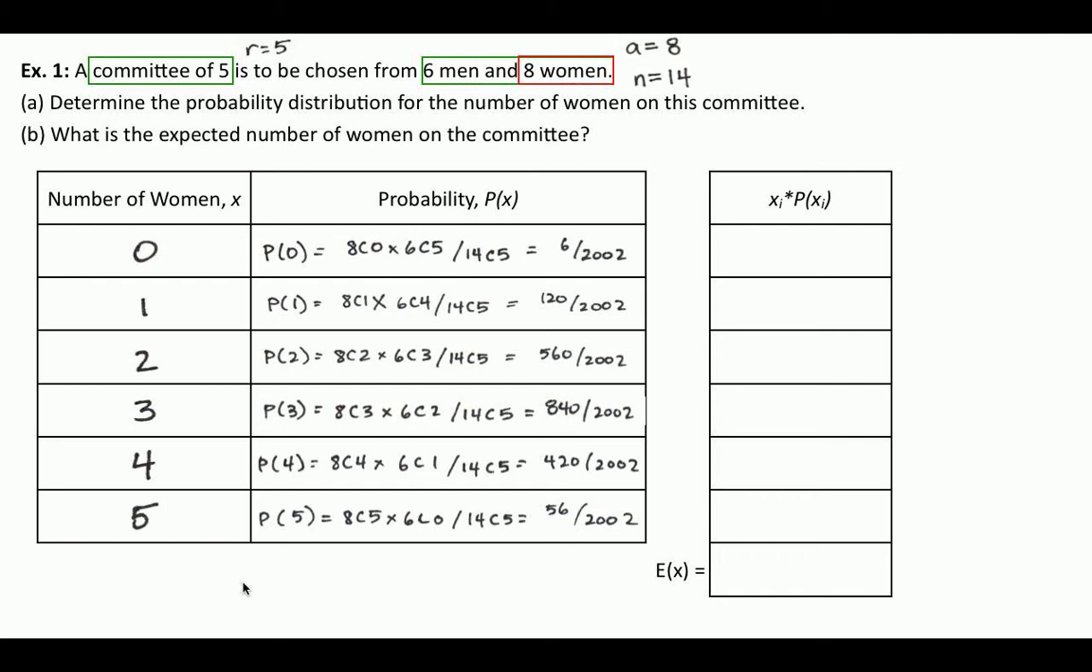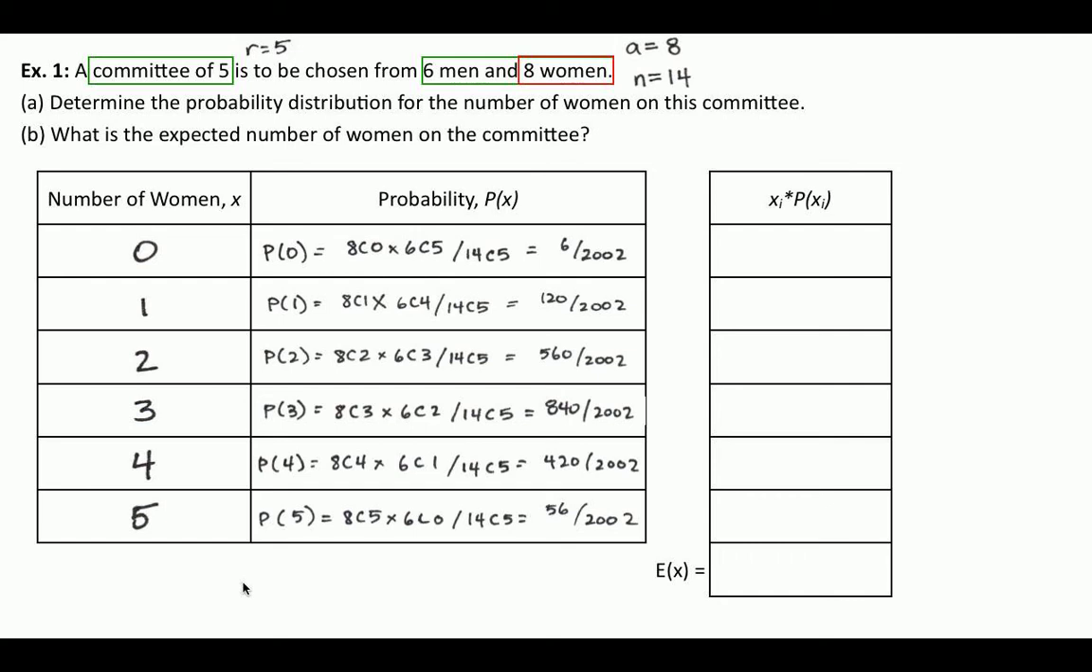And then you know that those probabilities all add to 1. So we've done part A, which is determine a probability distribution for the number of women on this committee. There it is. There's all the possible outcomes from 0 women all the way up to 5 women on this committee of 5. And then part B is, well, what's the expected number of women?